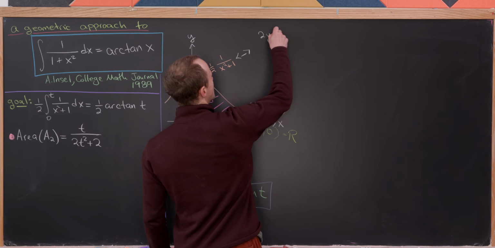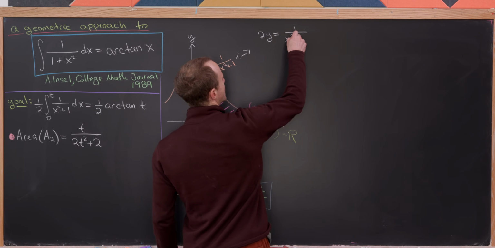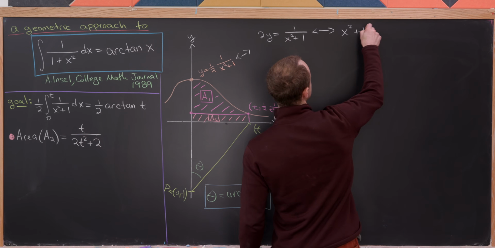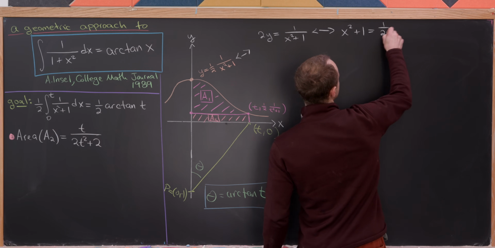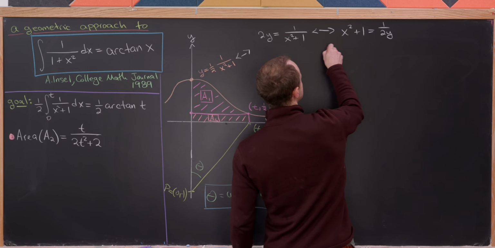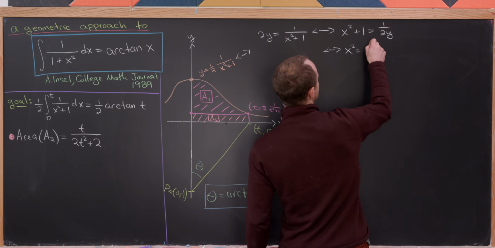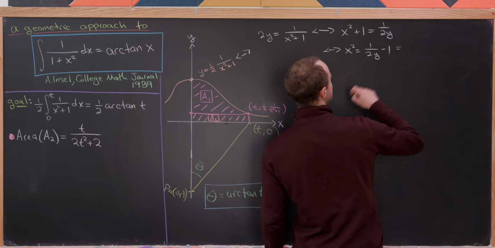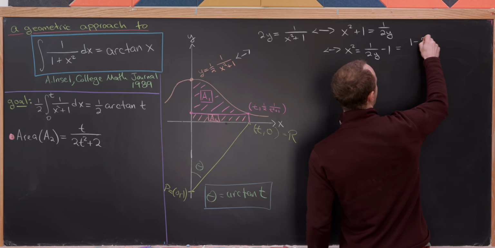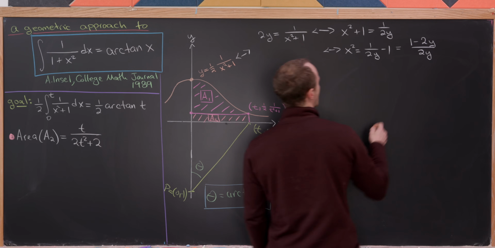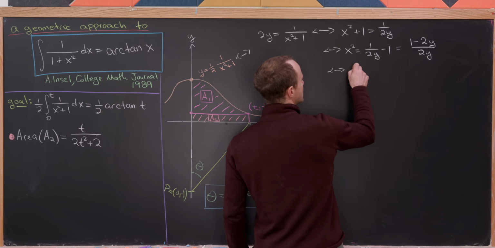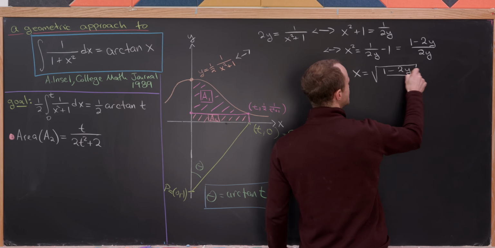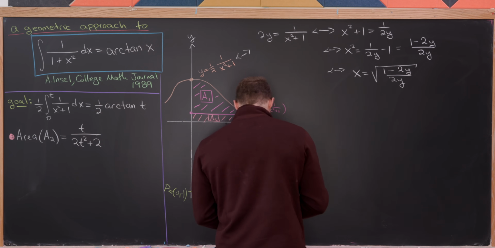So here we've got 2y is equal to 1 over x squared plus 1. And then inverting that, we'll have x squared plus 1 is equal to 1 over 2 times y. But of course, that's going to make x squared equal to 1 over 2y minus 1. Or we could put some things together here and we'll have (1 minus 2y) over 2y. Oh, but now we can take the square root and we'll have x equal to the square root of (1 minus 2y) over 2y.